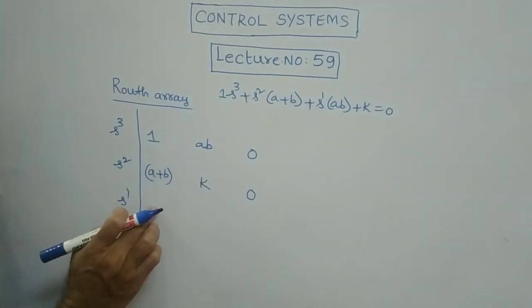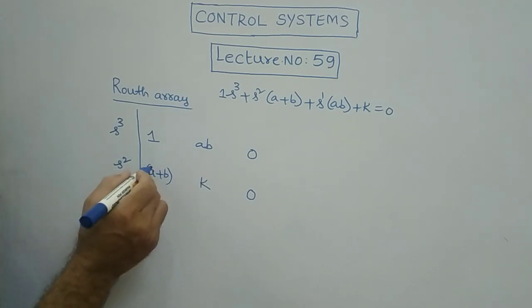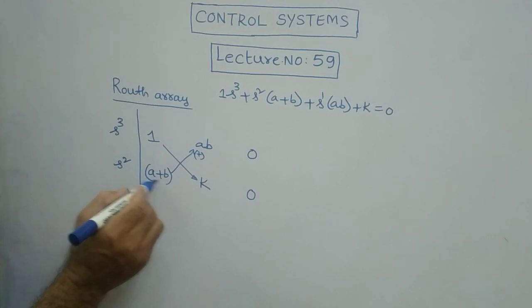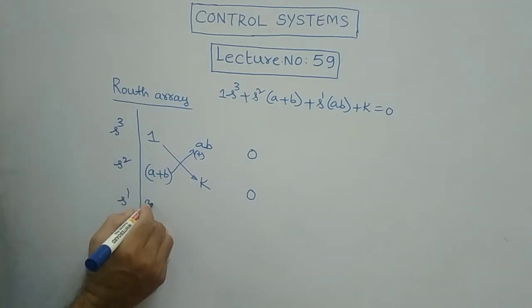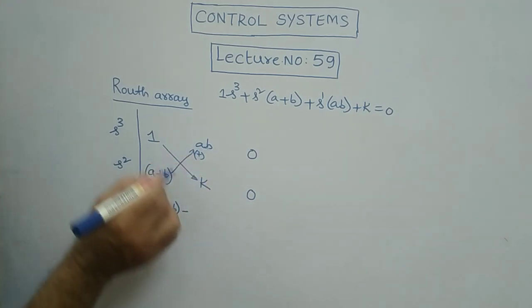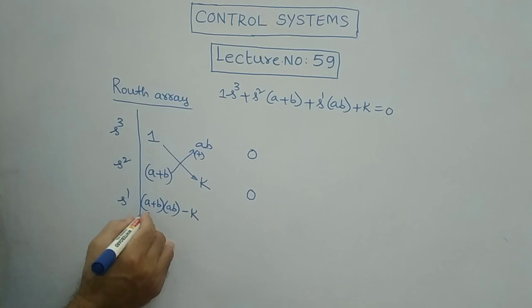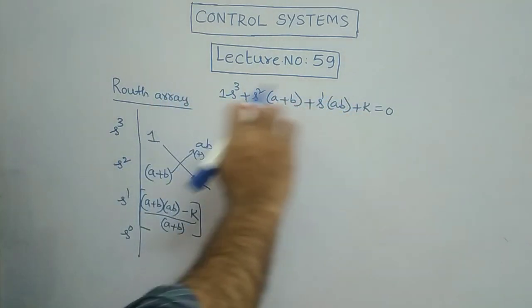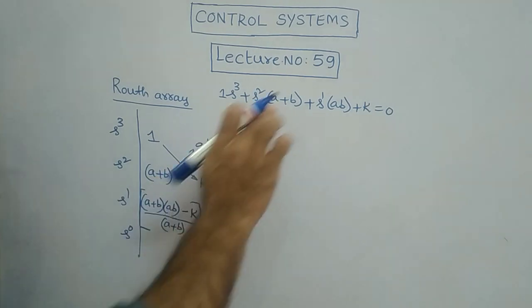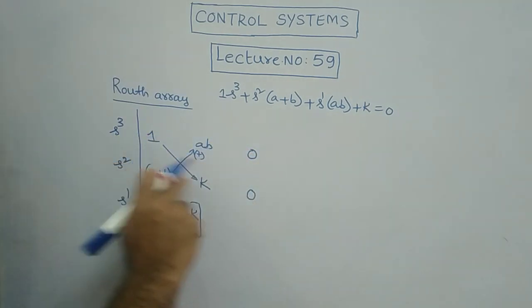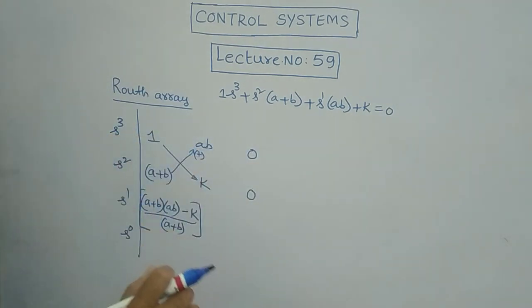Now, what is the value here? How can this value be obtained? A plus B multiplied by AB, take the positive sign, minus 1 into K, divided by A plus B. I will write it for you: (A plus B) into AB, these two multiplied, minus these two multiplied, 1 into K, all divided by A plus B. This entire expression is the value at S power 1. From the given polynomial, only the first two rows are considered, and the remaining values you calculate from the values of these two rows.